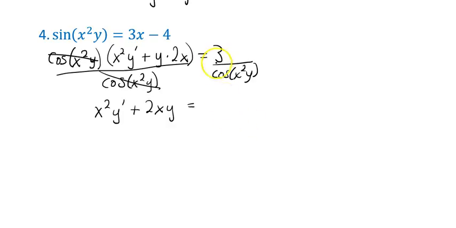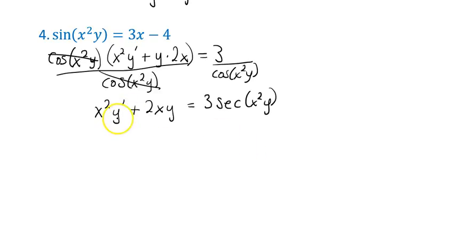I also want you to look at what happens over here. I have 3 over this, which, you know, I can leave as a fraction and that's fine. But we also know trig identities, which can make this not be a fraction, make it not be so ugly. I can turn that into 3 secant x squared y and not have to deal with a fraction right now.